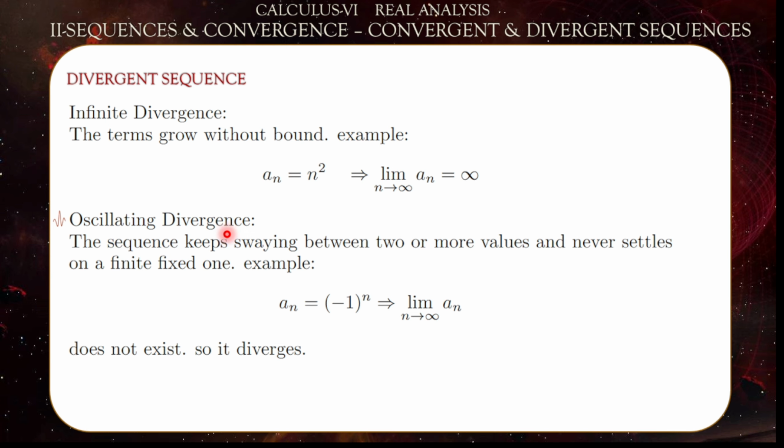Oscillating divergence, the sequence keeps swaying between two or more values and never settles on a finite fixed one. Example, an equal minus 1 to the power of n. As n approaches infinity, an keeps swinging or jumping back and forth between minus 1 and plus 1. So the limit does not exist, and hence the sequence diverges.